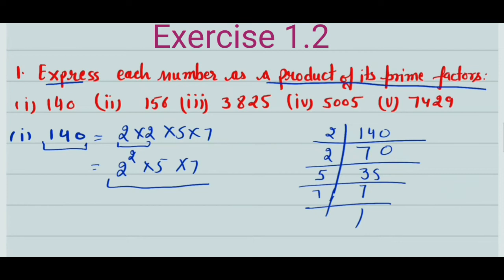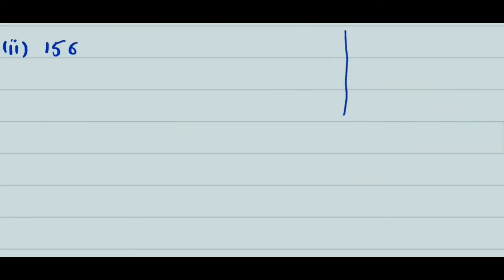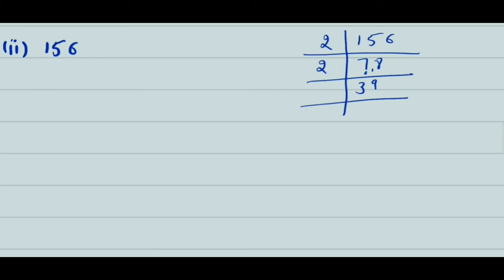The next question: we have to find the prime factors of 156. I write 156 here and it will go with 2, and 78 will come. Again it will go with 2, and 39 will come. So 39 will go with 3, and 13. So the prime factors of 156 are 2 into 2 into 3 into 13. So I can write this as 2 raised to power 2 into 3 into 13.